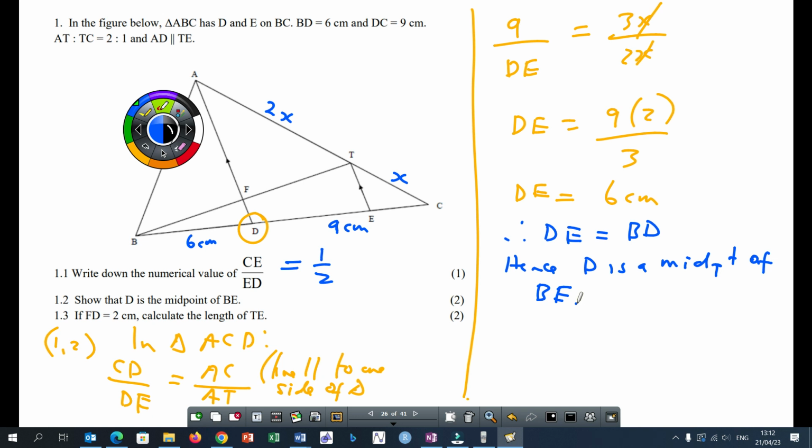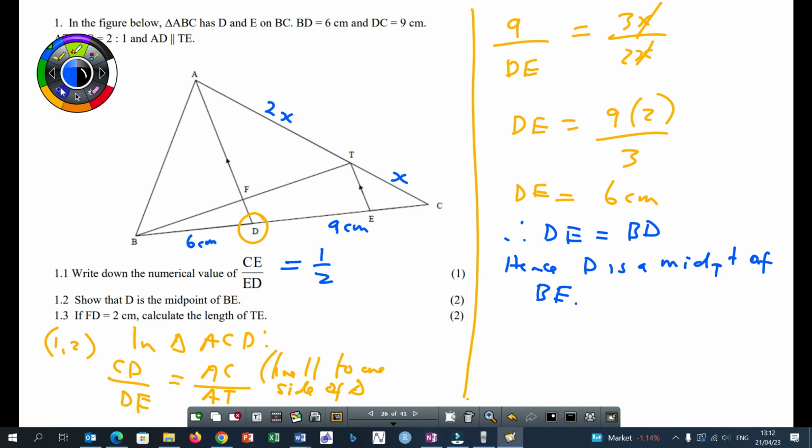Right, then 1.3 says if FD is 2 centimeters, calculate the length of TE. Right, so FD, this length here is 2 centimeters. So that's 2 centimeters. So we need to calculate the length of TE. So TE is from here to there. Okay?